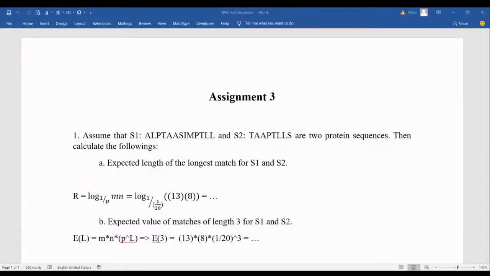Everyone. Today, let's go through assignment number 3. This is related to statistical significance of sequence alignment. So, first question, two strings are given and there are two protein sequences. By just looking at the strings, you should understand that it's not a DNA sequence anyway. We don't have P or we don't have S in DNA sequences.